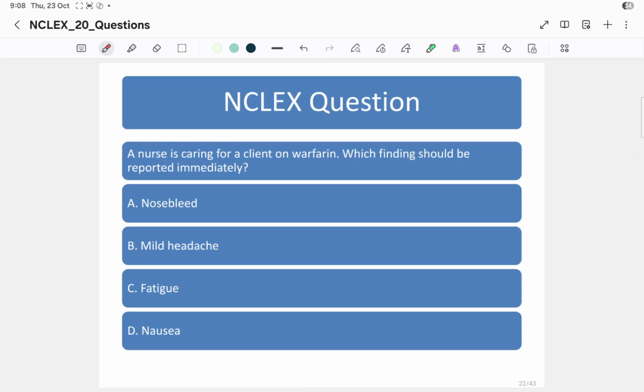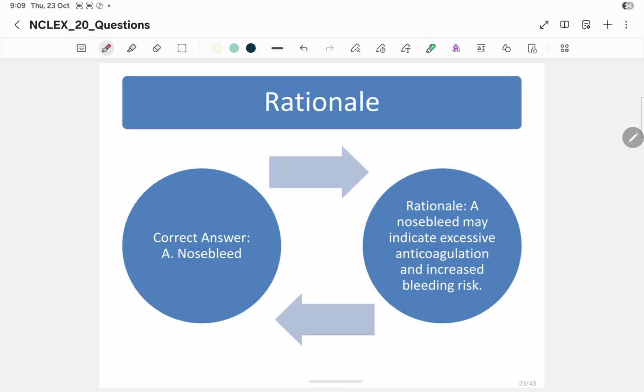Next question. A nurse is caring for a client on warfarin. Which finding should be reported immediately? A. Nosebleed. B. Mild headache. C. Fatigue. D. Nausea. So we all know that warfarin is an anticoagulant, so it makes the blood thin, which increases the risk for bleeding. So the correct answer will be option number A, nosebleed. Rationale: a nosebleed may indicate excessive anticoagulation and increased bleeding risk.